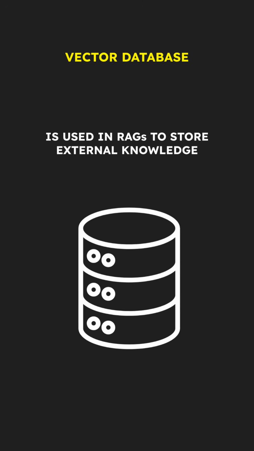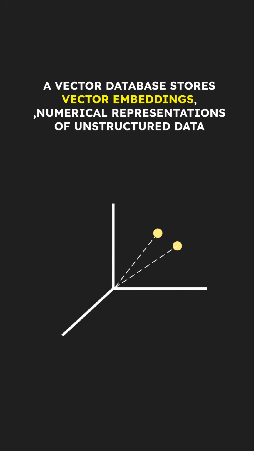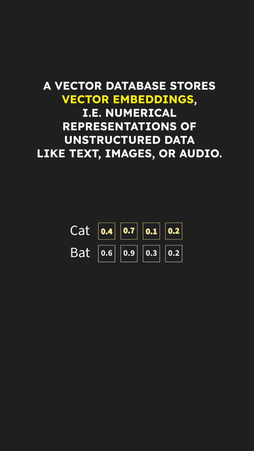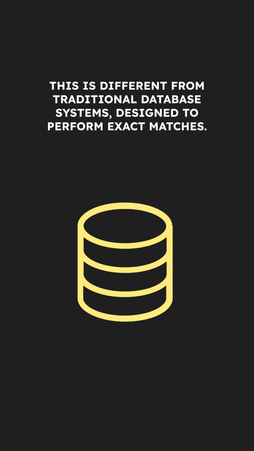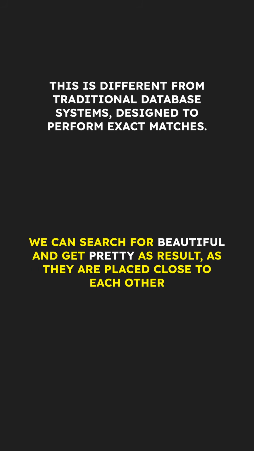A vector database is the component used in RAG to store this external knowledge. A vector database stores vector embeddings, which are numerical representations of unstructured data like text, images, or audio. This representation allows for similarity-based search. This is different from traditional database systems, which are designed to perform exact matching. With similarity search, you can look for beautiful and get pretty as a result, because their vector embeddings are placed close to each other in the database.